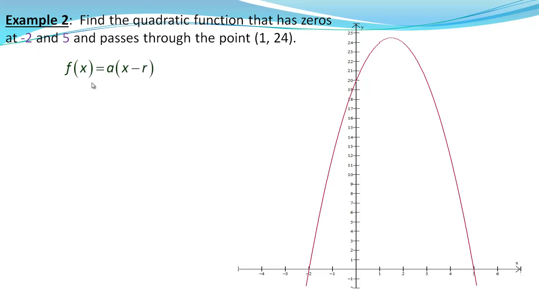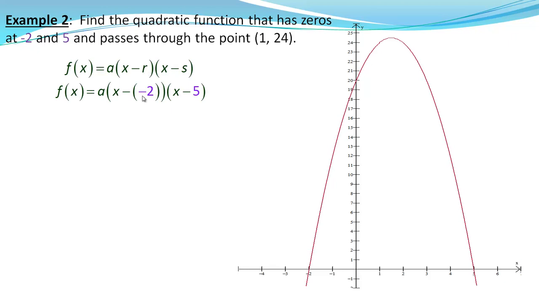So remember, the root form looks like this, and of course you can use f of x or y equals a times (x minus r) times (x minus s). The r and the s are the roots, and so we would fill in the negative 2 and 5 in place of the r and the s. And that would look like this.